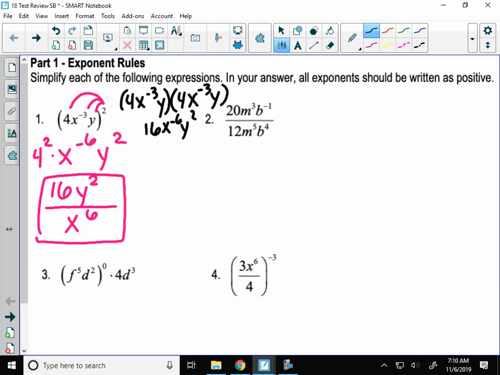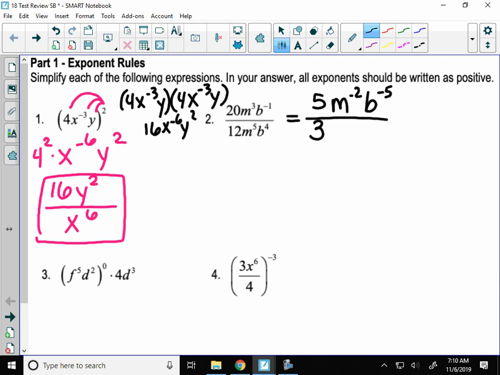Number 2, when I have a fraction, I'm going to be dividing straight down. So when I think of 20 divided by 12, it's not a whole number, but let's see, 4 goes into both, so 5 over 3. M to the third over m to the 5th. Well, I subtract those exponents. 3 minus 5 is negative 2. So I have m to the negative 2, and negative 1 minus 4 is negative 5.